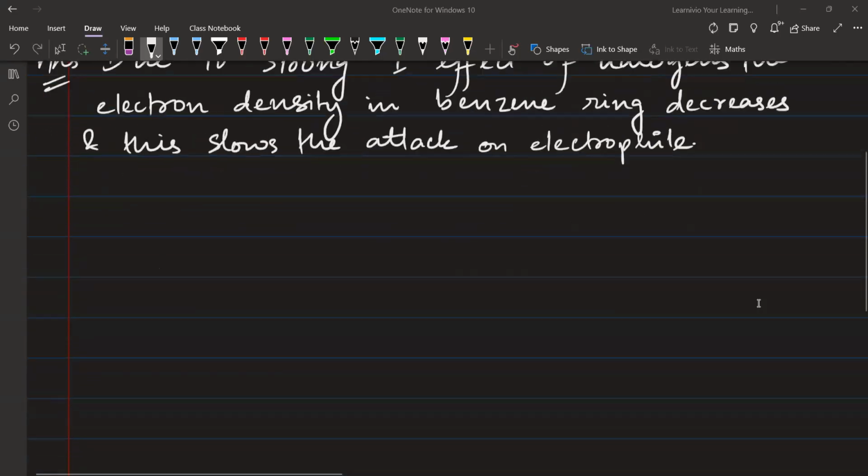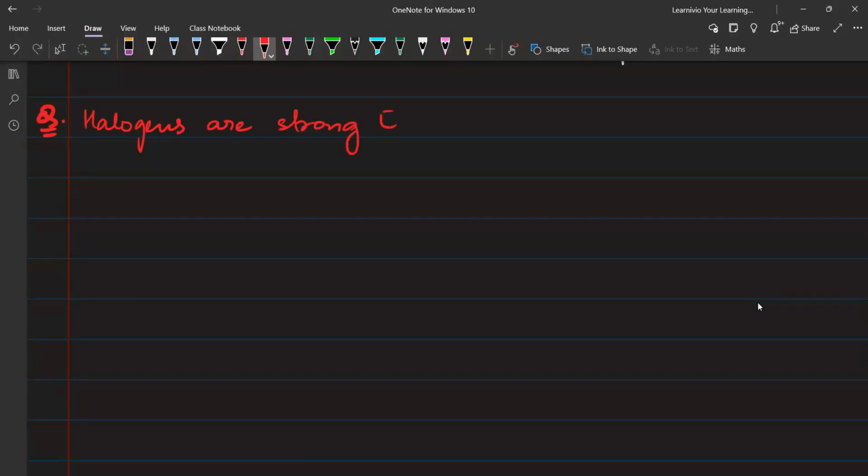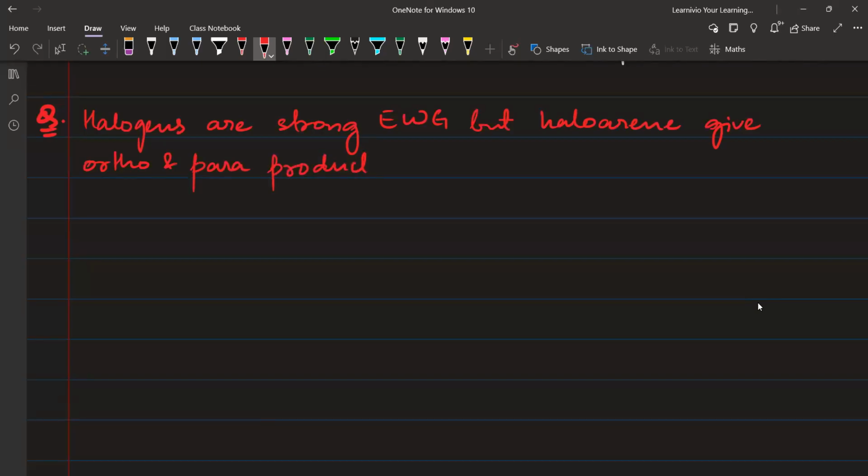Right, next. Now, this is an important question. Halogens are strong electron withdrawing groups, but haloarenes give ortho and para products on electrophilic substitution reactions. Why?